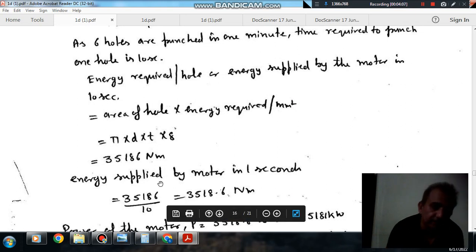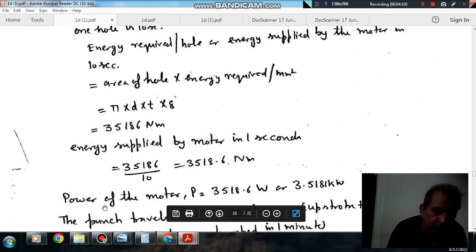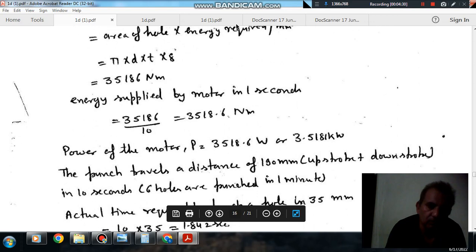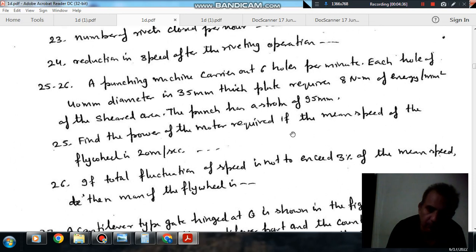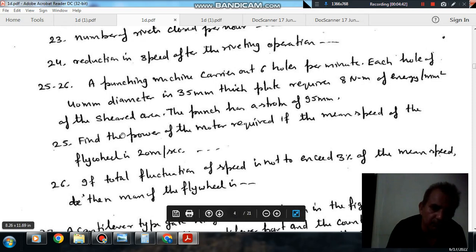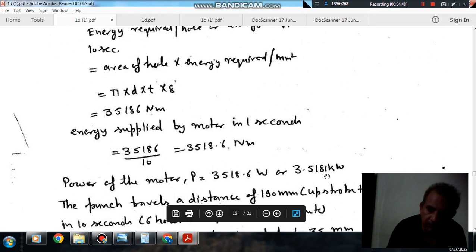So the energy supplied by the motor in 1 second will be 35186 divided by 10, because this is the energy supplied in 10 seconds. So the power of the motor will be 3518.6 watt, or 3.5186 kilowatt. The first question is the power of the motor required when the mean speed of the flywheel is 20 meter per second. So the power of the motor we have calculated is 3.518 kilowatt.